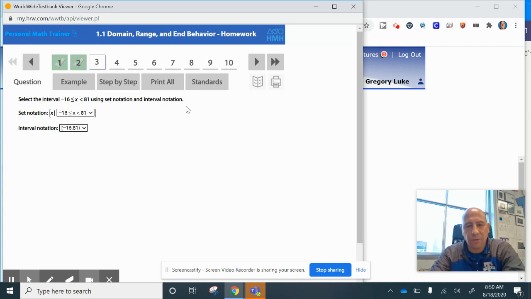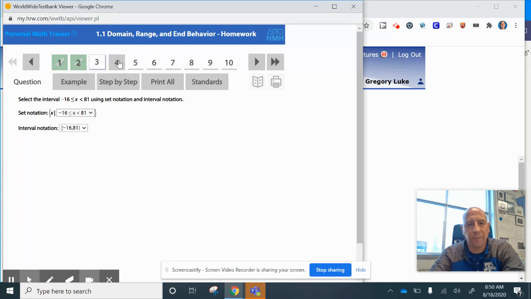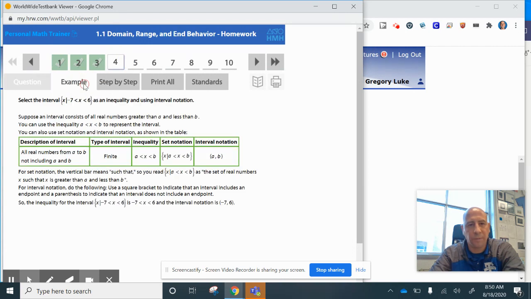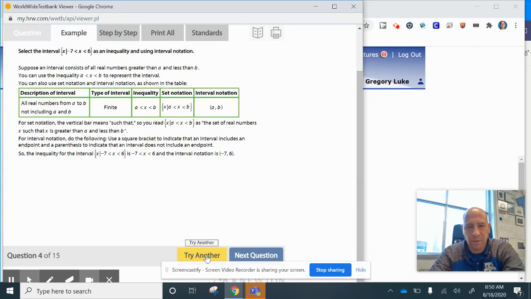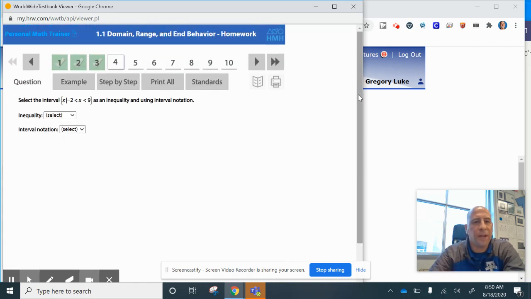All right, so now let's check the answer. It is correct. So let's look at example number 4. Okay, so I'm going to click on example, try another. All right, select the interval notation as an inequality using interval notation. So let's look at inequality. Interval and inequality notation are basically in essence the same thing, except for interval has x such that. So basically this and inequality are the same thing.